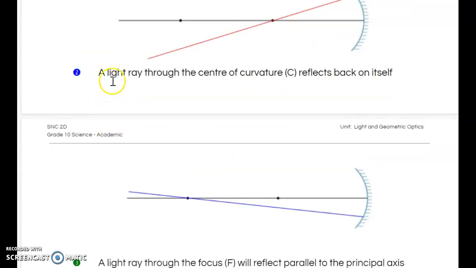The next one is a light ray through the center of curvature reflects back on itself. So if I have a light ray coming through the center of curvature here, it won't reflect anywhere else.